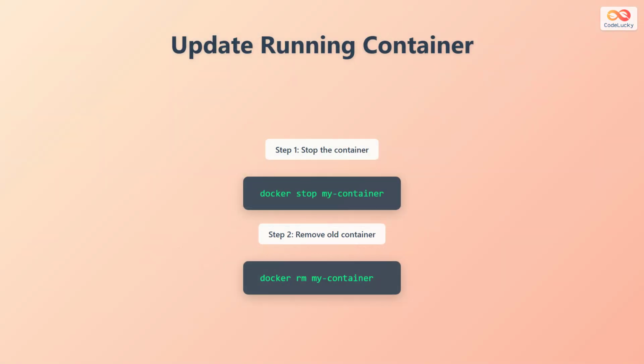To update a running container with a new image, first stop the container using the command docker stop, followed by the container name, for example, docker stop my-container. Next, remove the old container using the command docker rm, followed by the container name, for example, docker rm my-container.